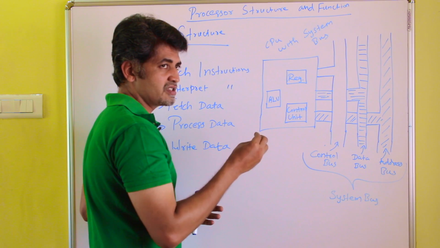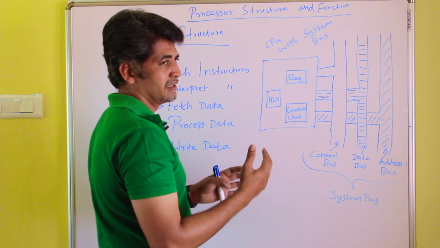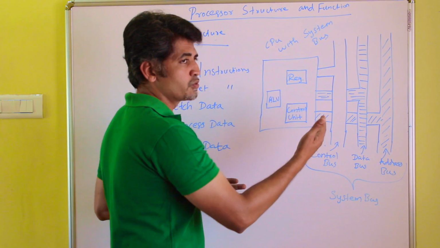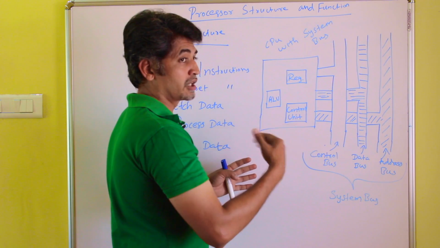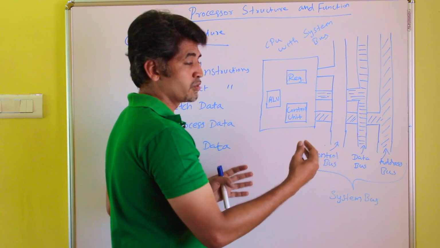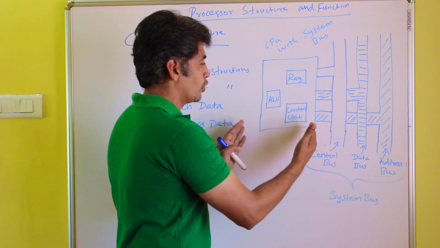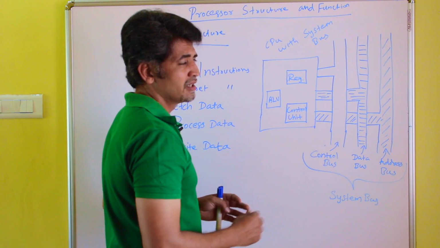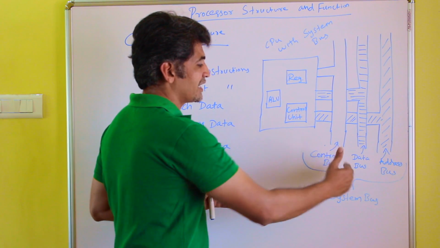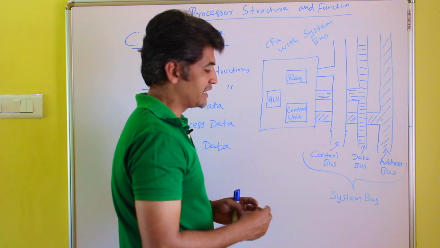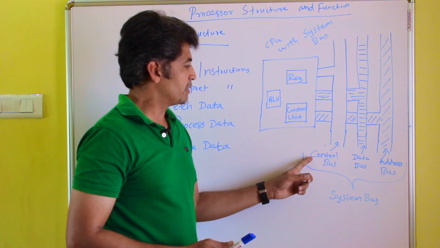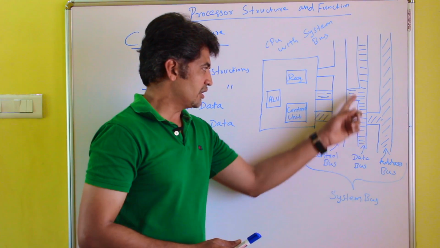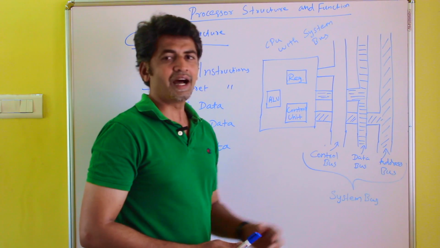Okay, then what other thing may be required for the process? That is the system bus. The system bus carries requests for data transfer, instruction transfer, or control signal transfer between the ALU or the CPU and the memory. The system bus contains three different buses. One is the control bus, the second one is the data bus, and the third one is the address bus.